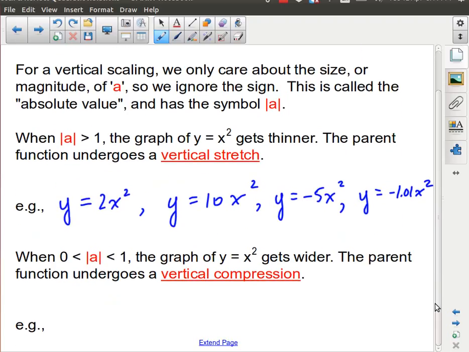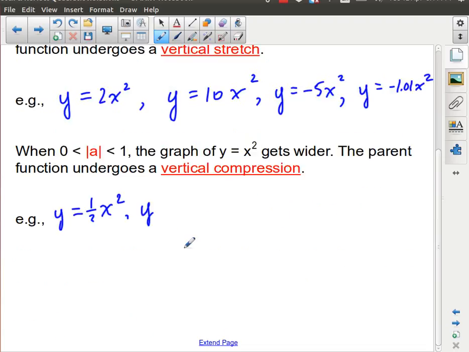The opposite of a stretch is known as a compression, and that occurs when the number in front is between 0 and 1, when the magnitude of the number in front is between 0 and 1. Negative signs mean a reflection, but we only care about the magnitude when we're talking about the vertical scaling. So what are some examples of this? Well, we did one already, and that was y equals 1/2 x squared. Another example of this might be y equals negative 2/3 x squared.